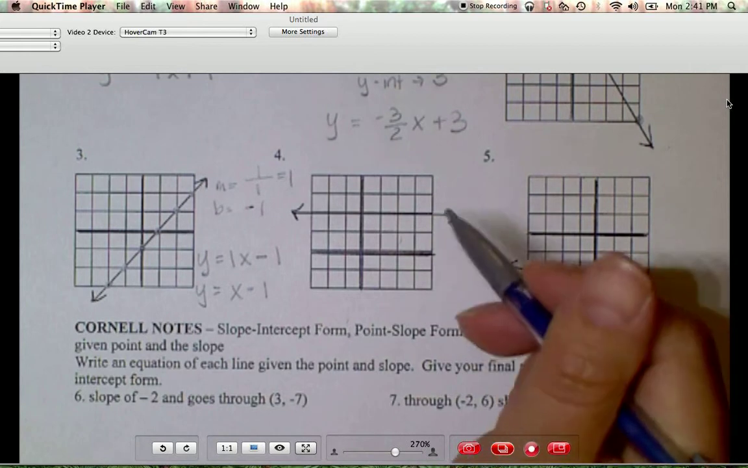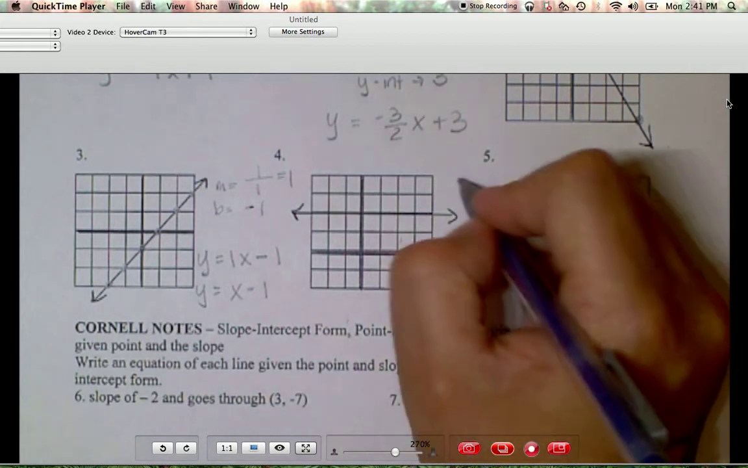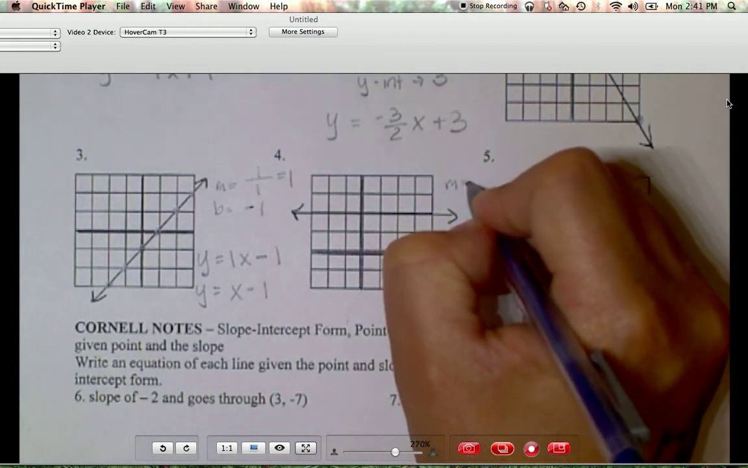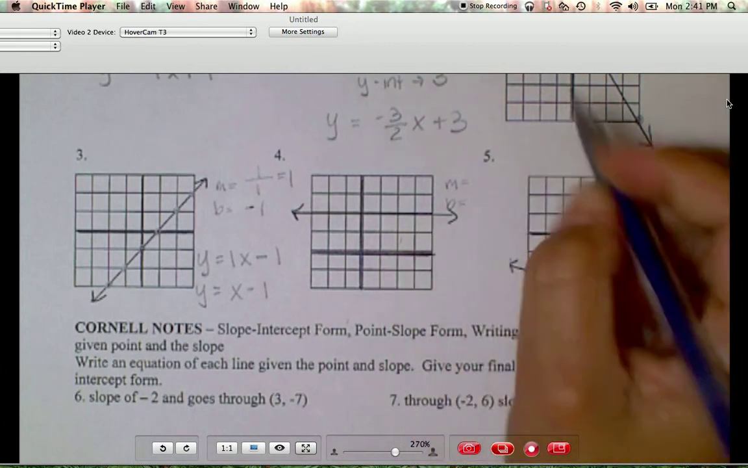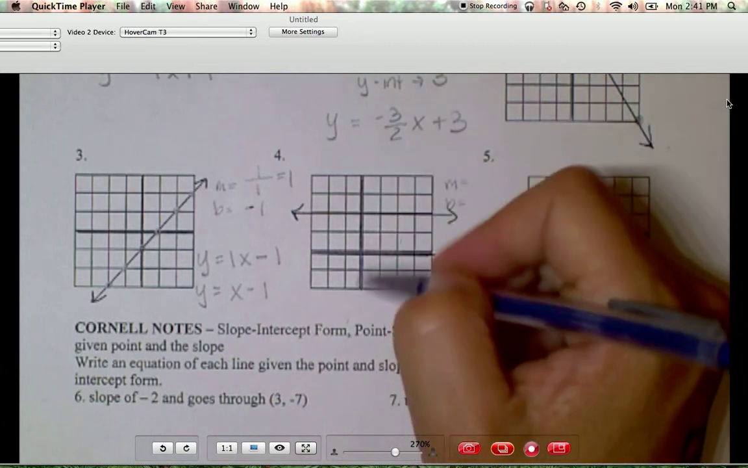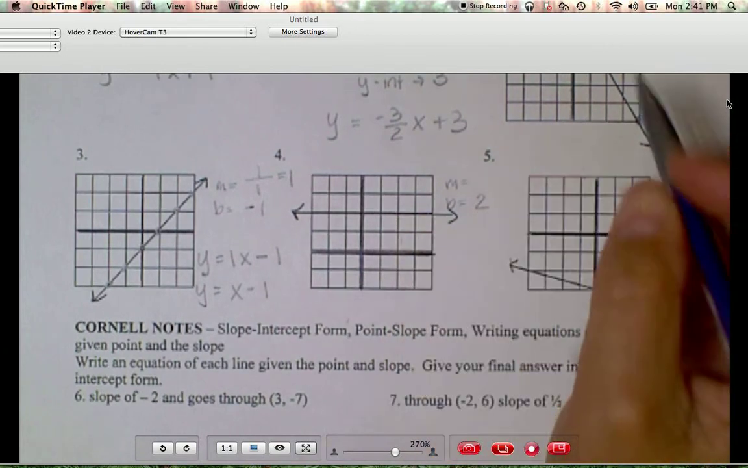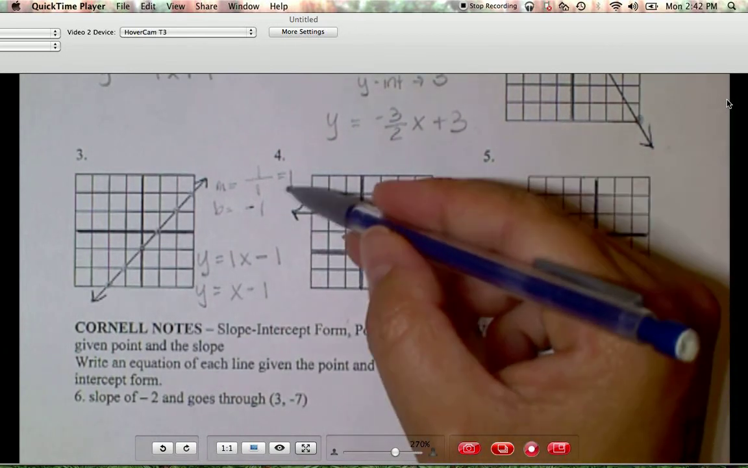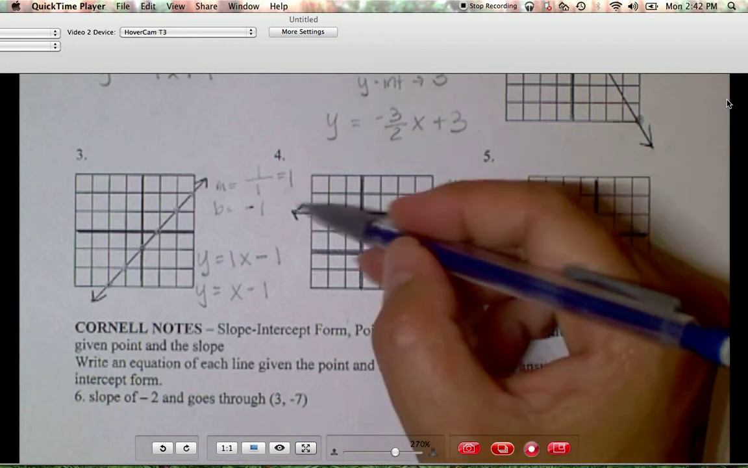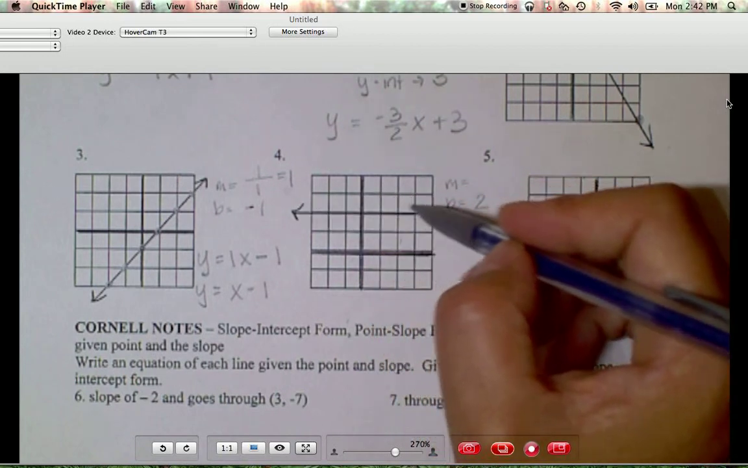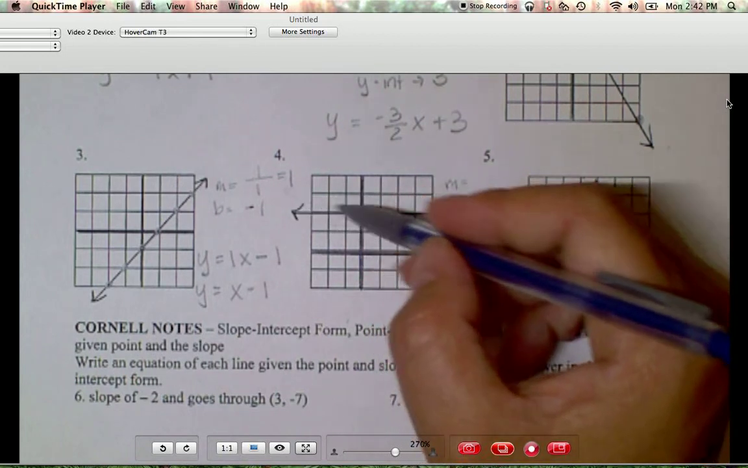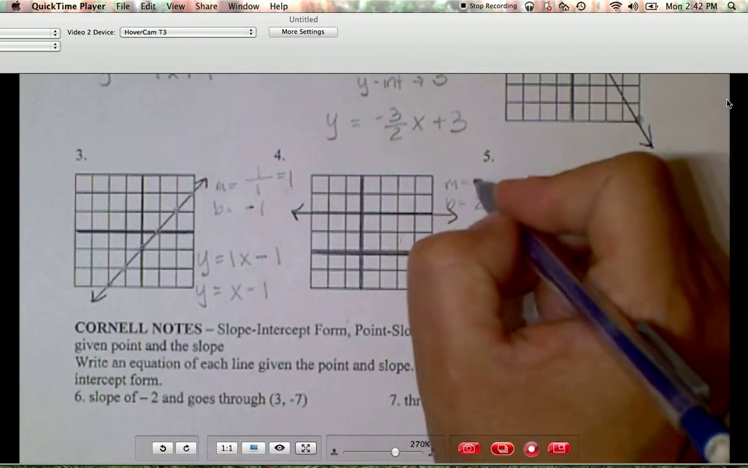Number 4, we're looking for the y-intercept and the slope again. The y-intercept, again, find the y-axis. It crosses at +2, so we have a y-intercept of 2. What is the slope of this line, this flat line? If you drive your car across it, how steep is it? Has no steepness, so it has a steepness of 0.